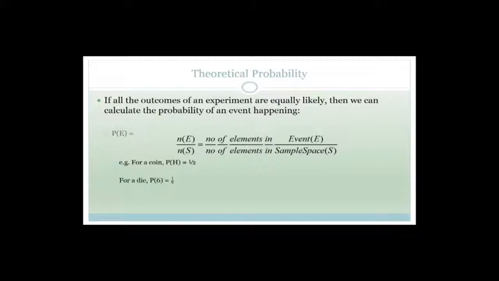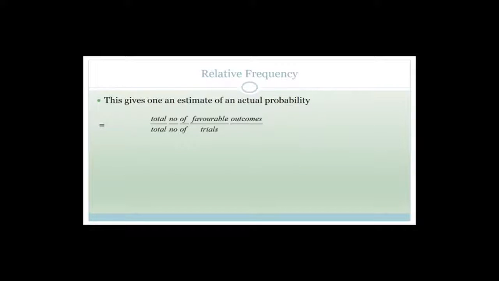So in other words, if I flip the coin and I get a tail and I flip the coin again, I have the same probability every time, okay? I've still got a 50% chance, right? For a dice, it's got six possibilities, okay? So therefore, it's one in six that you will get a six, right? So theoretical probability says that it is the number of elements in the event divided by the number of elements in the sample space. But now relative frequency is an estimate of the actual probabilities: the total number of favorable outcomes over the total number of trials. Okay. And we'll talk more about that and do some examples when we do exam paper questions.